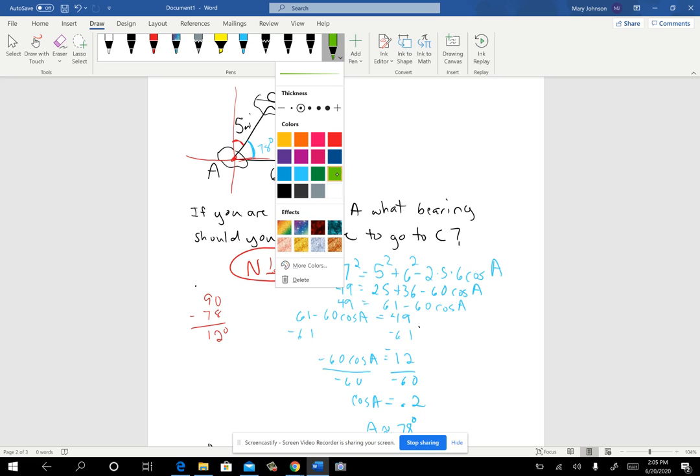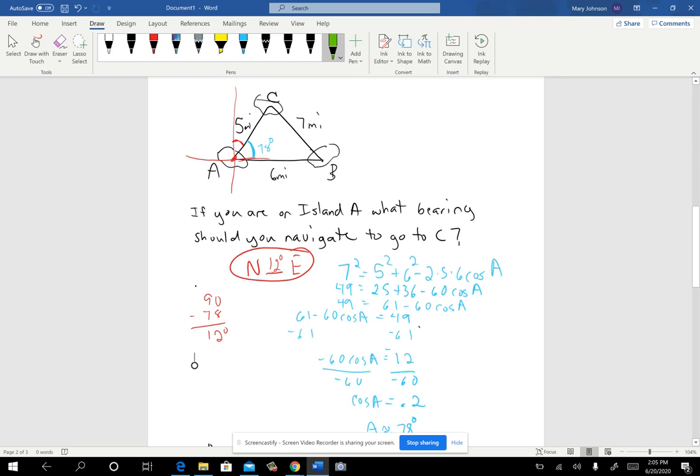Okay, bearing from B to C. So pause the video if you want and work the problem, and then you can check it. So from B to C means I do my starting grid with B being the origin.